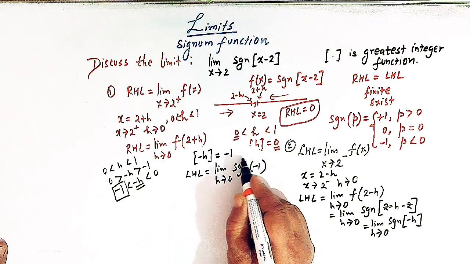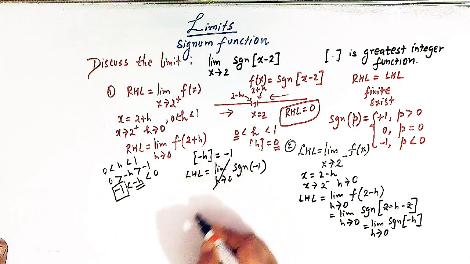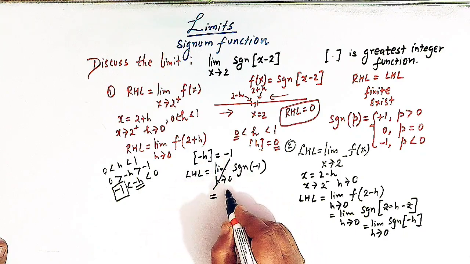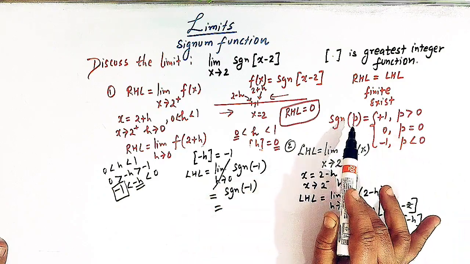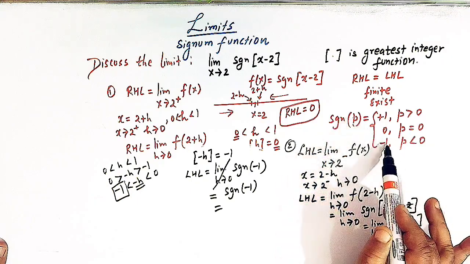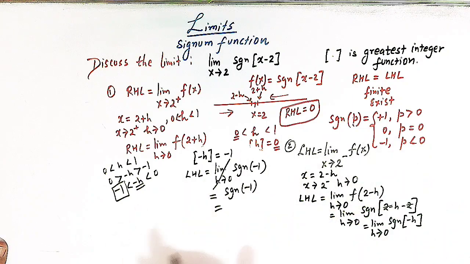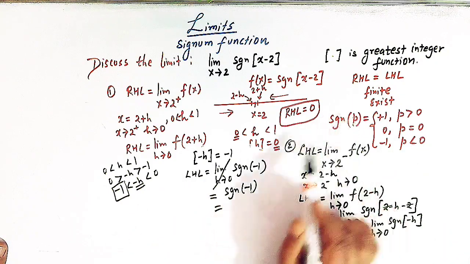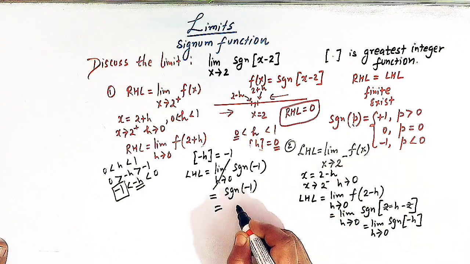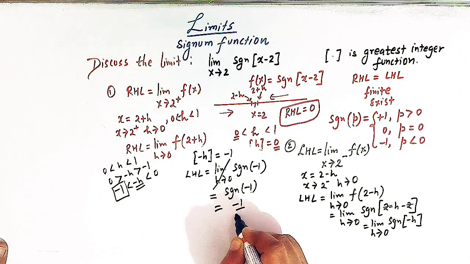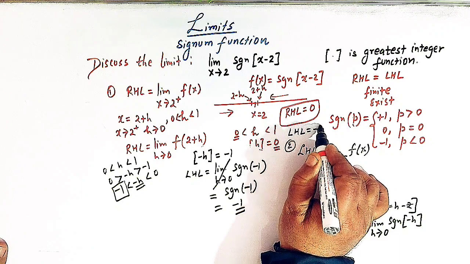Now since this term is independent of h, we can now remove this limit notation. So we have simply signum of minus 1. Now see, we have defined signum of p as minus 1 when p is less than 0. So here p is minus 1, which is obviously less than 0. So signum of minus 1 is equal to minus 1, right? So the left hand limit is equal to minus 1.